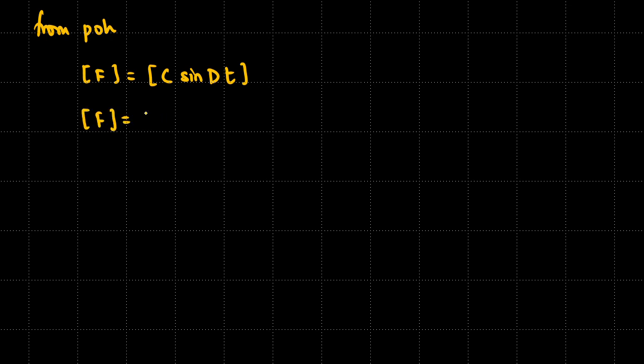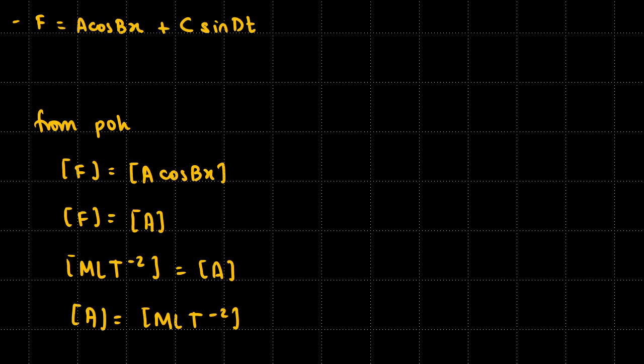Now let's take the second portion of the right hand side, which is c sin dt. So this is also from the principle of homogeneity, and since sine is a trigonometric function, it's going to be dimensionless, so we can write that the dimension of force must be equal to the dimension of c. So the dimension of c will be the dimension of force, which is MLT minus 2. So we have the dimension of c, we have the dimension of a.